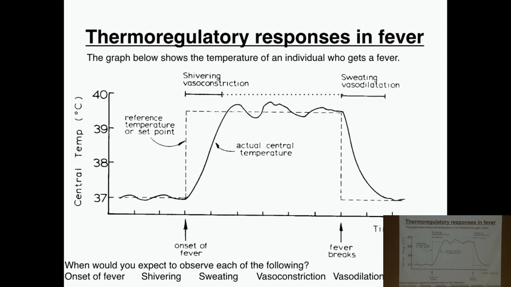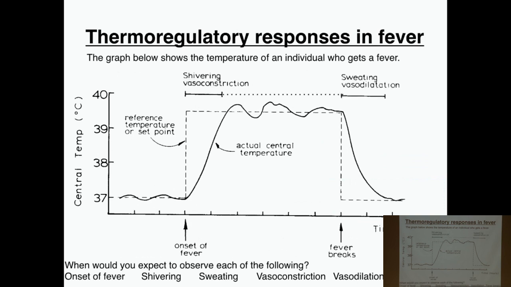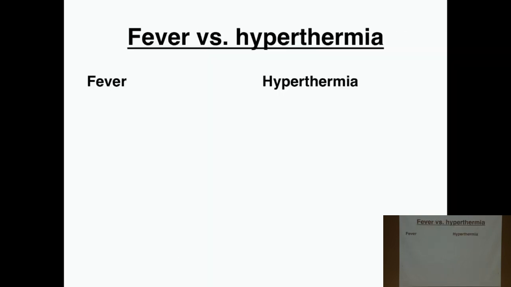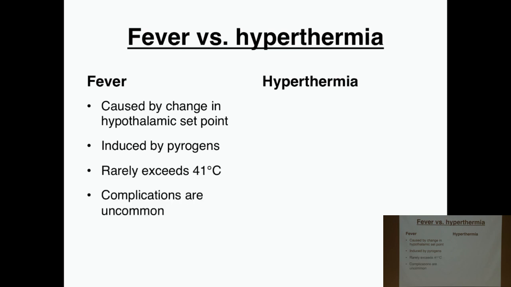You would see sweating and vasodilation when the temperature set point drops back down to normal, at which point your body temperature then would follow. I do want to point out that there is a distinction between fever, which is a regulated hyperthermia, caused by a change in hypothalamic set point, and it rarely exceeds about 41 degrees Celsius, so the complications are pretty uncommon. So moderate fever isn't really something to be worried about, it's just your immune system doing what it's supposed to.